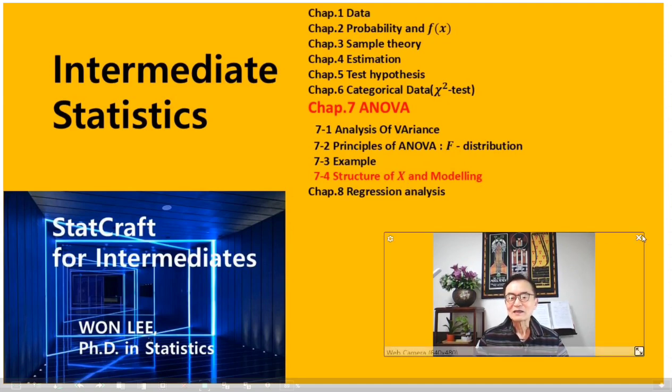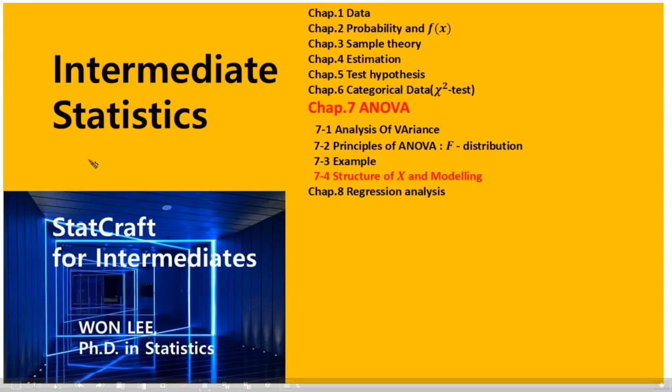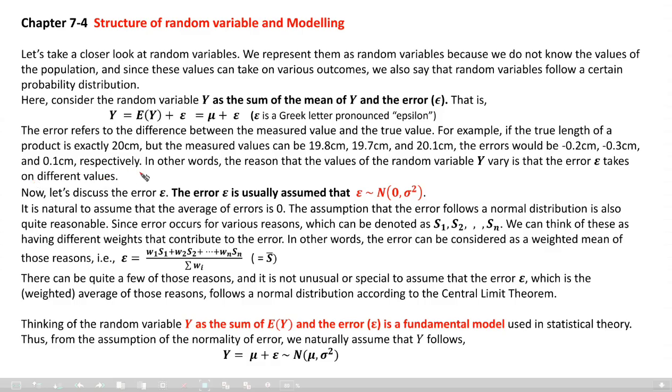Okay, let's see what the structure of random variables is. Let's take a closer look at random variables. We represent them as random variables because we do not know the values of the population. The population is pretty huge, so we do not have the data. We do not know. So we say let X be the population. Since these values can take on various outcomes, we also say that random variables follow a certain probability distribution. This follows some distribution f of x.